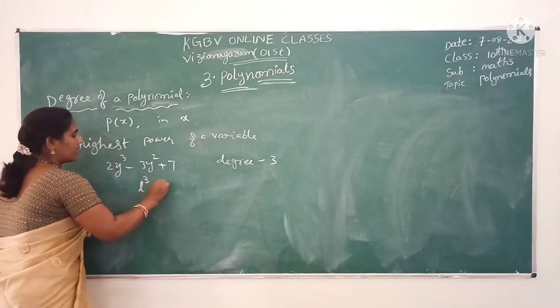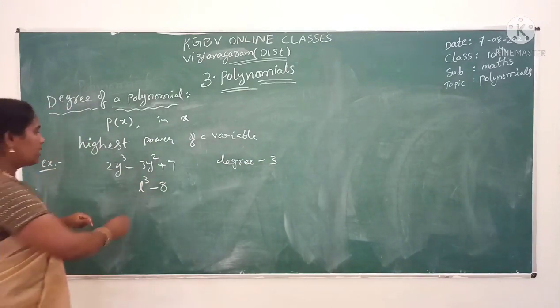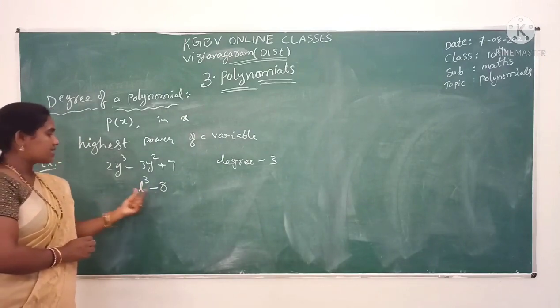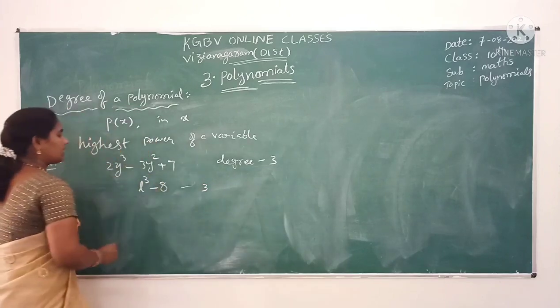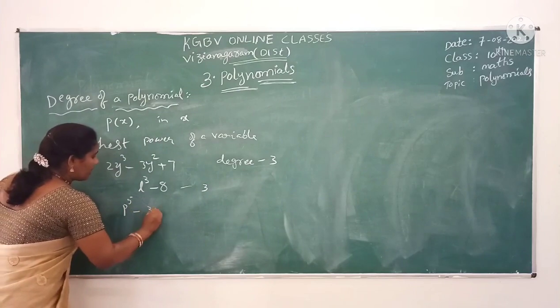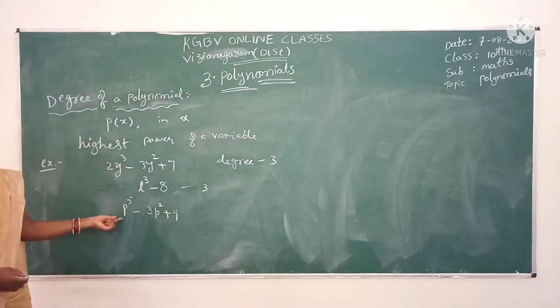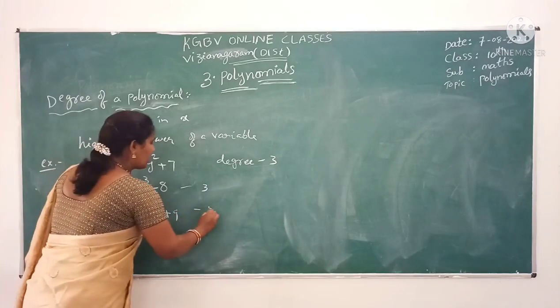L cube minus 8 is a polynomial. The variable has exponent 3. The highest power is 3, so the degree is 3. Next, p power 5 minus 3p square plus 9. The variable has the highest power 5, so the degree is 5.